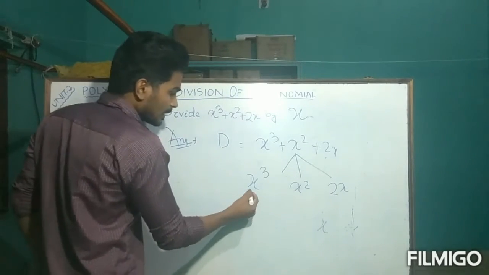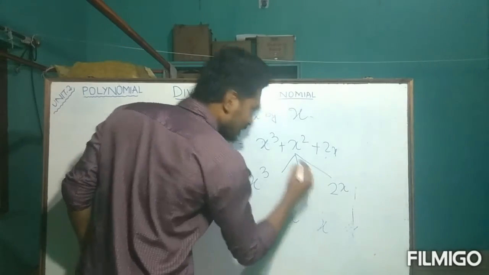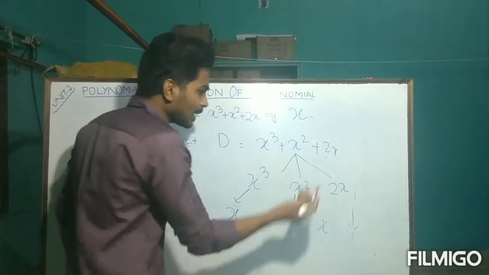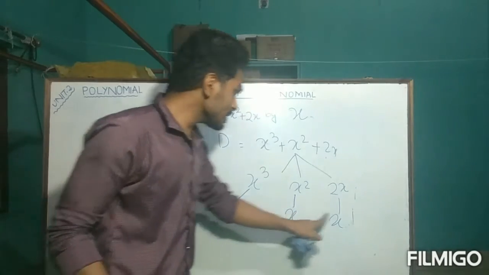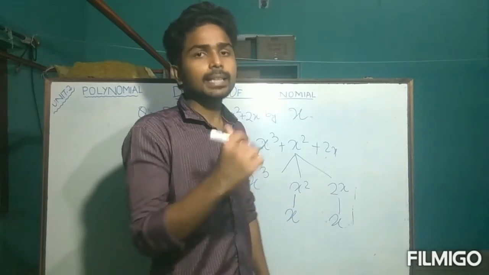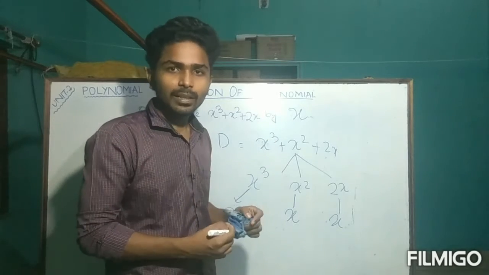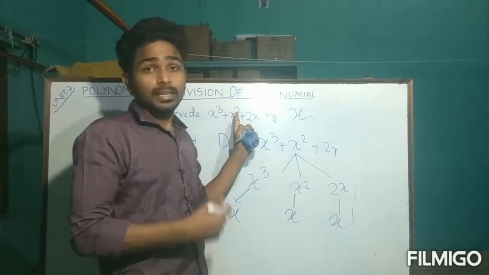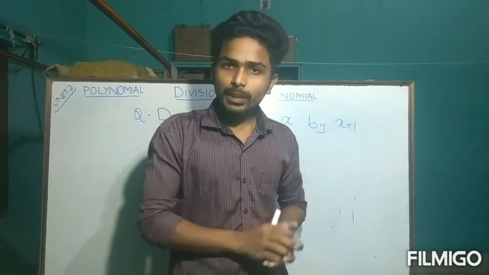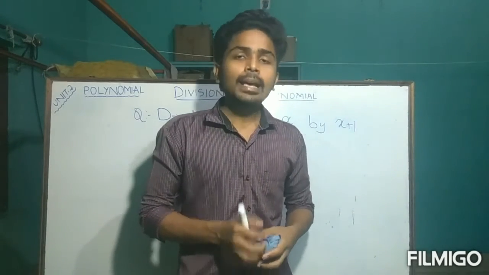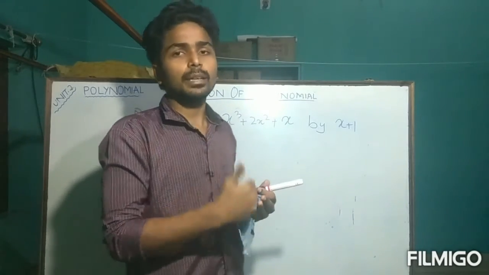Clear? Now here x cube contains x, x square also contains x, because x into x is x square. Similarly 2x also contains x. So all these 3 terms contain x, so we can say that x is a common factor of x cube plus x square plus 2x. Since x is a common factor, it completely divides this term, so the remainder becomes 0. So clear now? By using the long division method or without using it, we can say whether a polynomial completely divides the other polynomial and whether the remainder becomes 0.